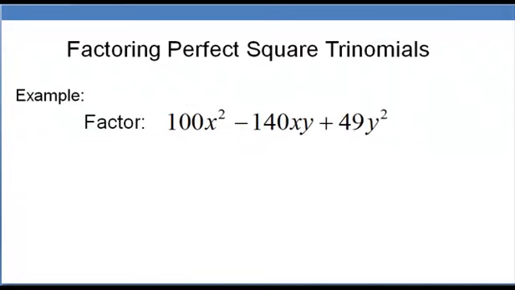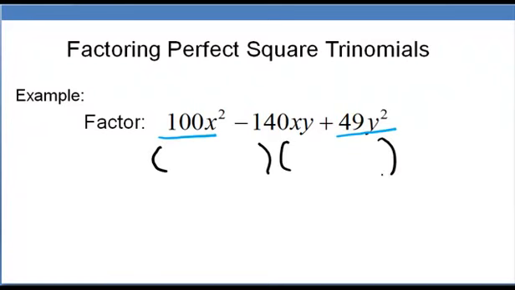Let's have a look at this trinomial. 100x squared minus 140xy plus 49y squared. Looks really big, but if you notice, your first term is a perfect square, and your last term is a perfect square. So we're going to guess that it's a perfect square trinomial, and we will use those square roots.